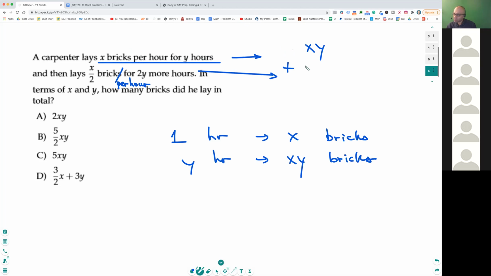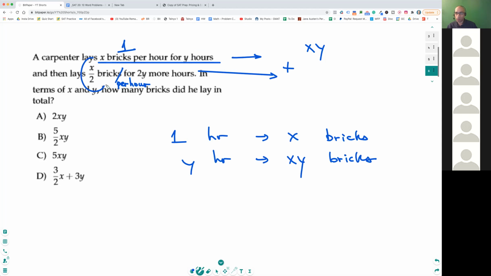Yes, very good, Hamza. That's a great idea. Plug in 1 for x. So what do you get when you plug in 1 for x and 2 for y? You're going to get 1 brick per hour for 2 hours. So you get 1 times 2, which is x times y.